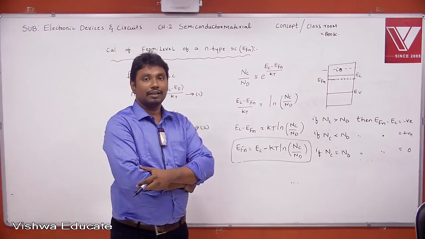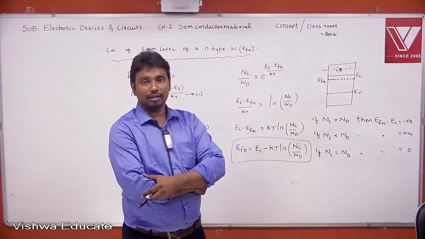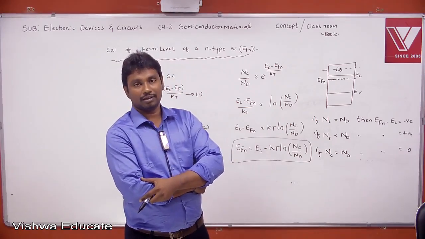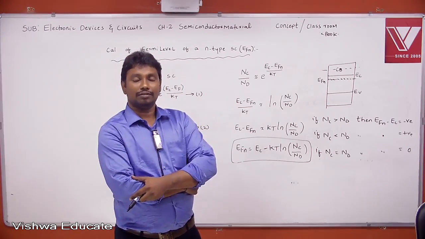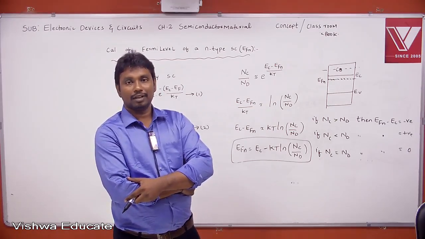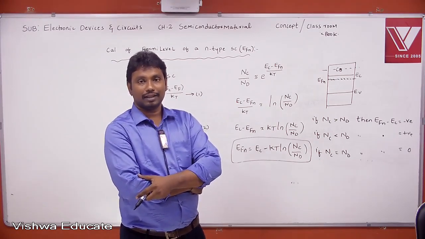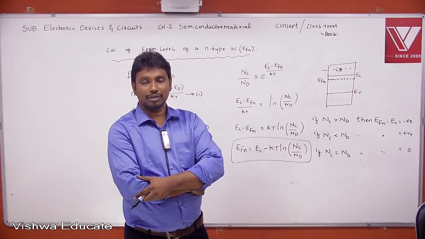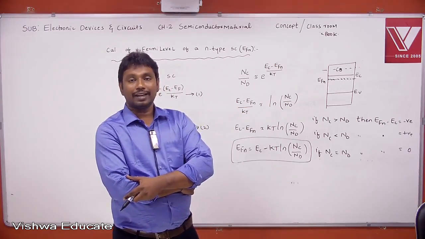Next, case 3. If NC equal to ND, then EFN minus EC equal to 0. That is, the Fermi level coincides with the conduction band. Right. Next heading, conclusion.